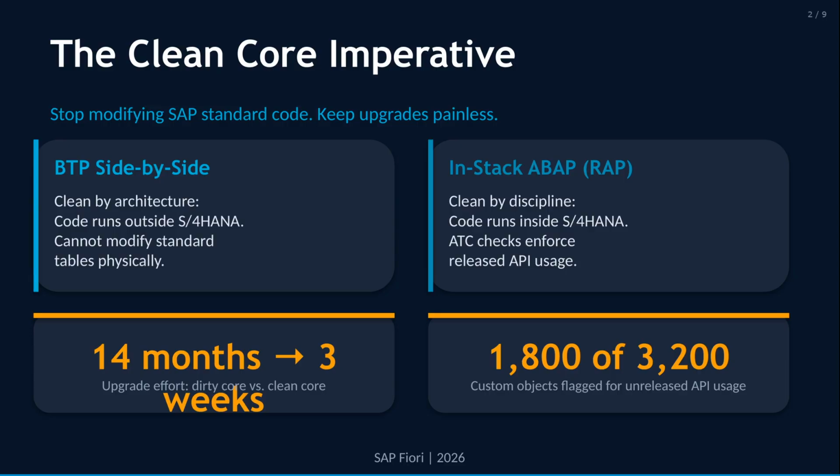The difference is, BTP side-by-side extensions are clean by design because they run outside the S/4HANA system entirely. In-stack ABAP extensions are clean if you follow the RAP and released API patterns, but they require discipline. The moment someone creates a direct table modification or an unreleased ABAP function module call, you have broken clean core.